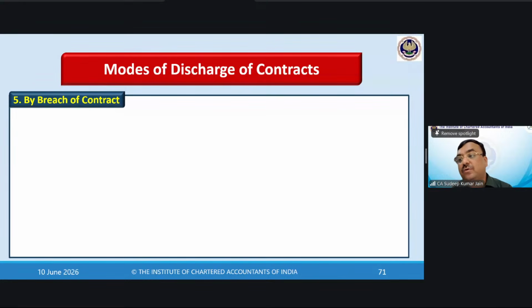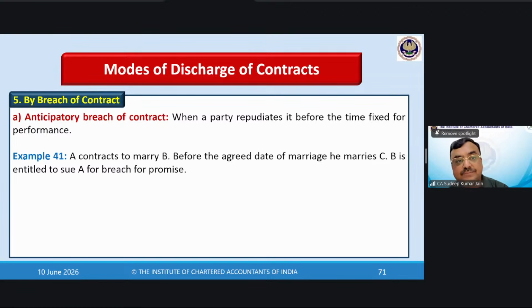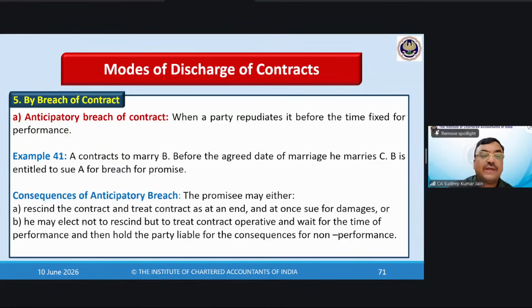By breach of contract. Breach means breaking the contract. Breach of contract is of two types. First, breach of contract, denial of performance. Breach of contract means denial of performance. On the due date, it is actual breach. Before the due date, it is anticipatory breach. Anticipatory breach means breach of contract before the due date, in advance.